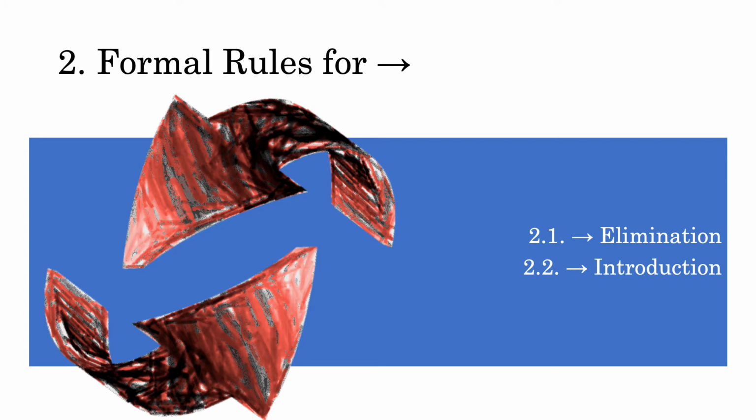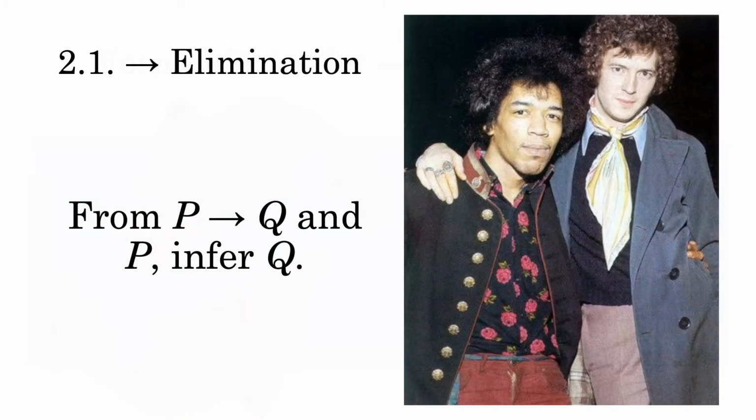Okay, having looked at informal rules for conditional reasoning, now let's turn to formal rules. And we'll start by first looking at the arrow elimination rule, which is basically like modus ponens, and then look at the arrow introduction rule, which basically is like conditional proof. Okay, so our first rule is arrow elimination, and we see that this is just modus ponens. This is just the example we had before with Hendrix and Clapton. Right? So from if P, then Q, and P, infer Q.